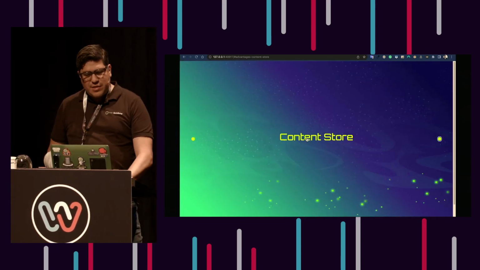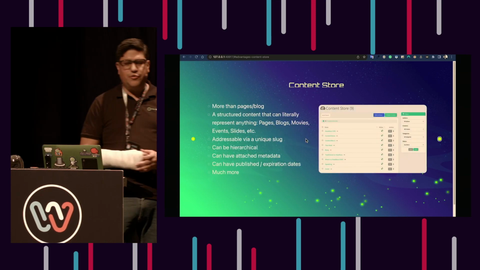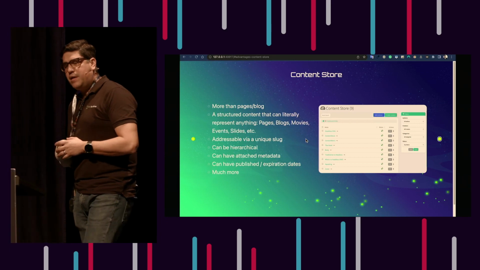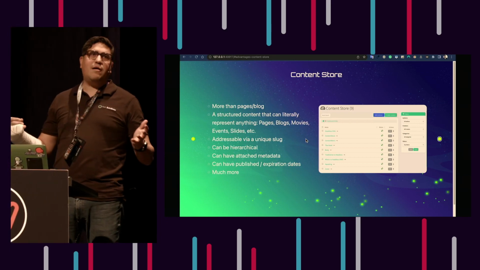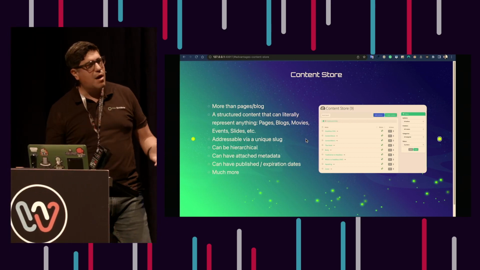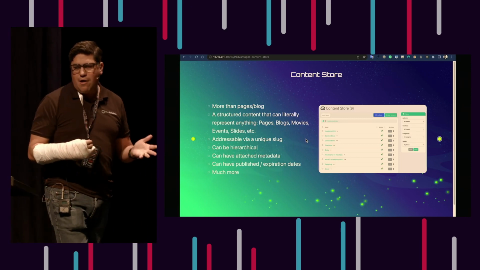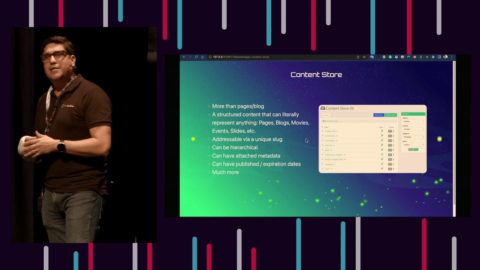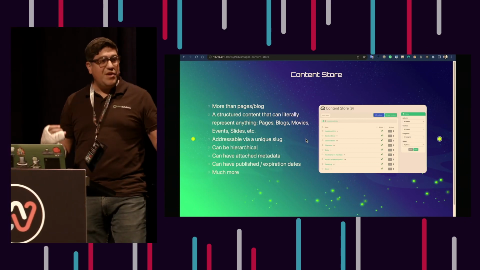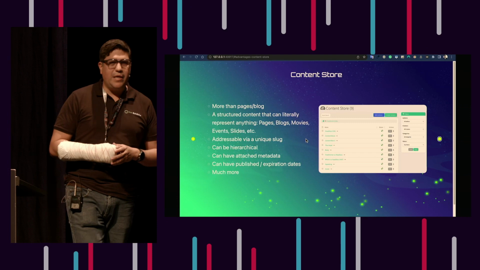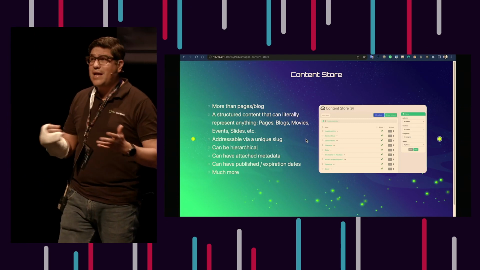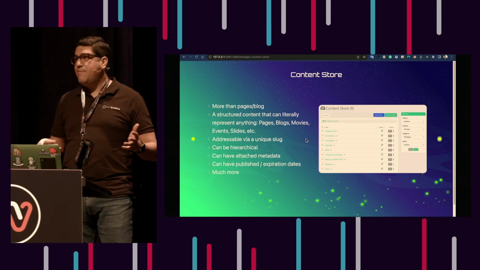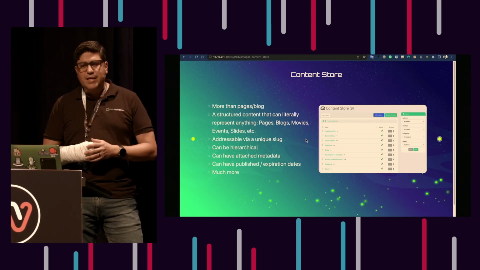And the last one we talked about is the content store. So the content store is unique. Not a lot of CMSs offer a pure content store, but it's really to give you the ability to create content that's more than pages and more than blog. It's basically structured content that can represent anything. This can be pages, it can be blogs, but it can also be movies, it could be events, it could be slides, it could be literally anything, a calendar of events, right? As long as you can address them via a unique slug, that's really important.